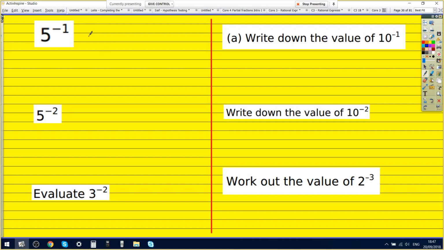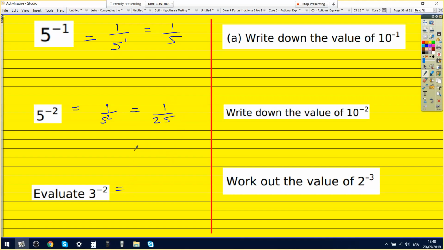Exam questions. 5 to the minus 1. 1 over 5 to the 1. And what is 5 to the 1? 5. Yeah, so the short way is 1 over 5. Okay, how about 5 to the minus 2? 1 over 5 to the 2. What is 5 to the 2, or 5 squared? 25. Yep, so that's 1 over 25.